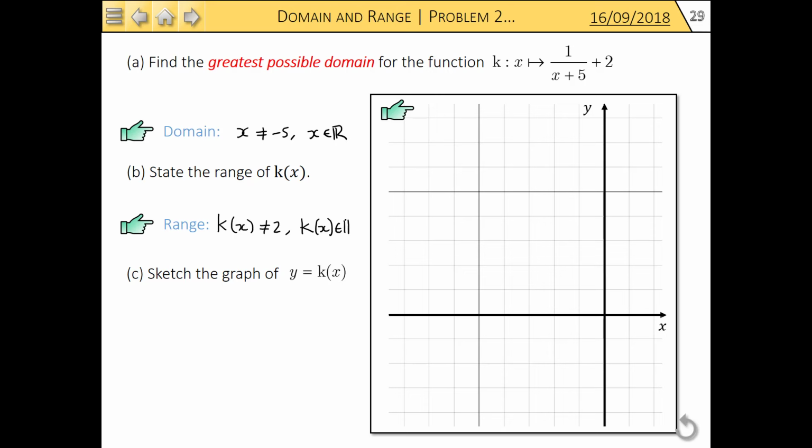Using this information to sketch the graph, the x values can't be negative 5, so we need an asymptote vertically at negative 5. The y values can't be 2. And the shape of the graph is similar to 1 over x. So we get a graph that has two asymptotes with a general shape of 1 over x that's been translated.